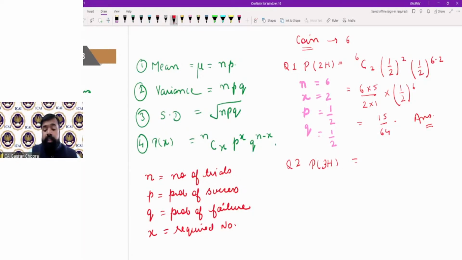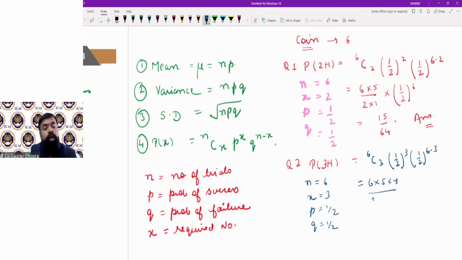This time we are having 3 heads. The first step is always to write all the values. n is 6, x is 3, p is half, and q is also half. So 6C3, 1 by 2 to the power of 3, and 1 by 2 to the power of 6 minus 3. It will become 6 into 5 into 4 upon 3 into 2 into 1. So 6 and 6 got cancelled. What is left? 20 upon 64. This becomes the answer.